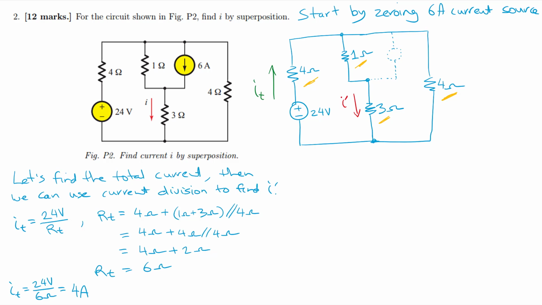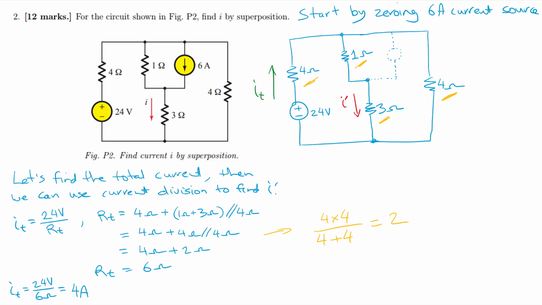That's just a property of parallel resistors. If you have n parallel resistors of the same value, the resistance is the individual resistance divided by n. This is a very useful thing to keep track of if you don't know it. Otherwise, you can just calculate it the normal way, which is 4 times 4 over 4 plus 4, and that works out to 2.